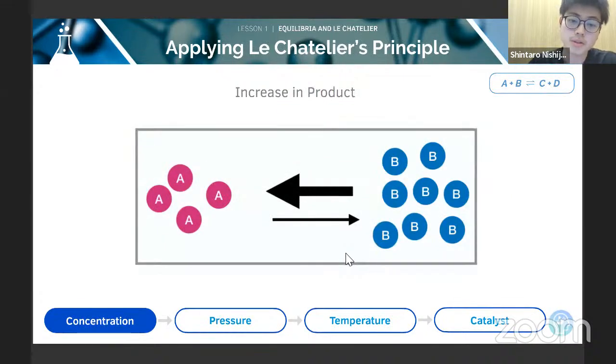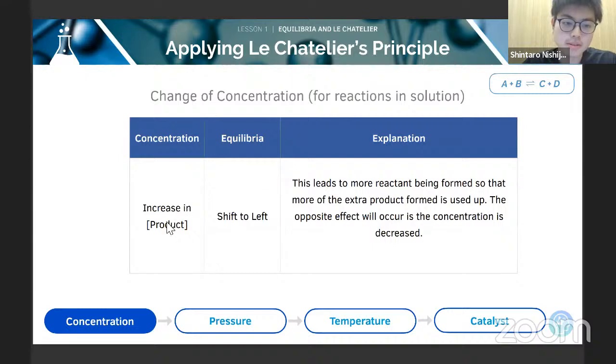We could also increase the concentration of the product, right? Again, same principle. It's going to want to counteract me adding more of the B. So how does it decrease the amount of B? Well, we could just convert it back to A, right? So then we reduce the amount of B again. So it's going to favor the backward reaction and shift the equilibrium to the left. So an increase in the concentration of product will shift it to the left.